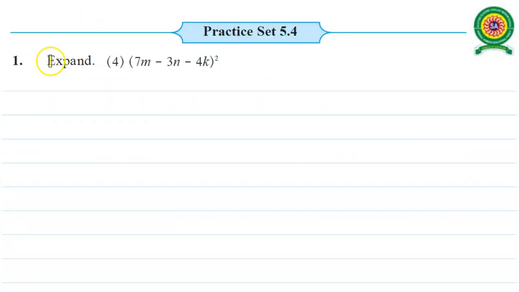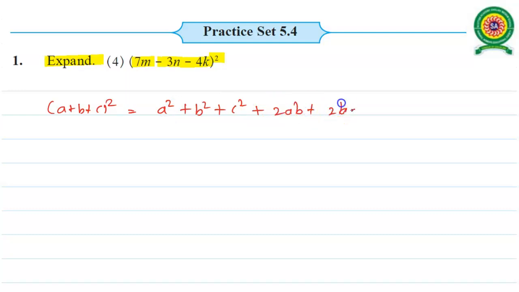Now look at the next question. Expand 7m minus 3n minus of 4k the whole square. Let's try to compare it with a plus b plus c the whole square. Its expansion is of the form a square plus b square plus c square plus 2 times ab plus 2 times bc plus 2 times ac.